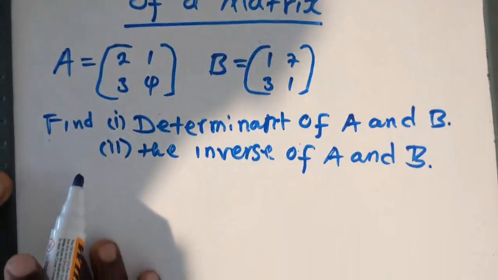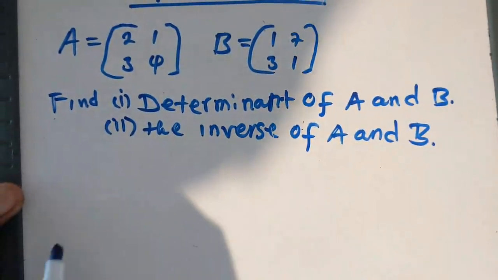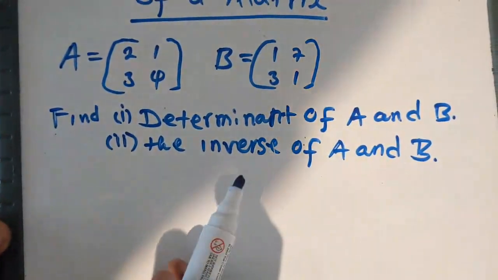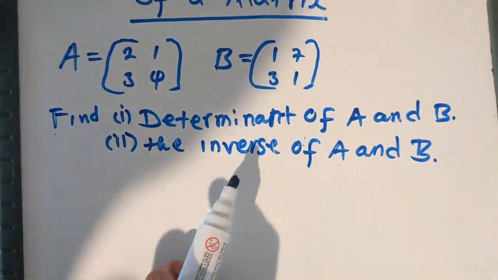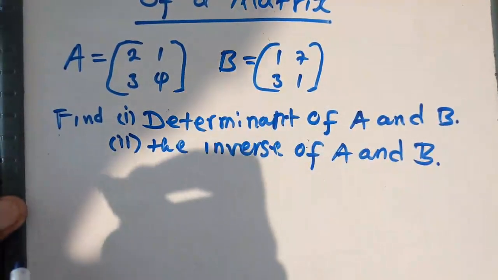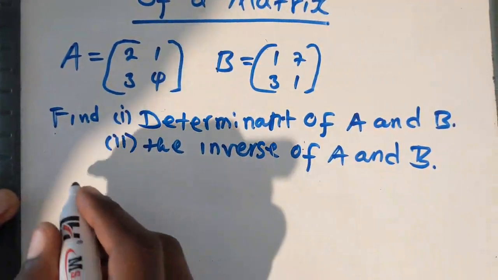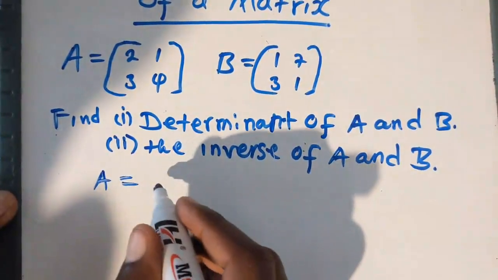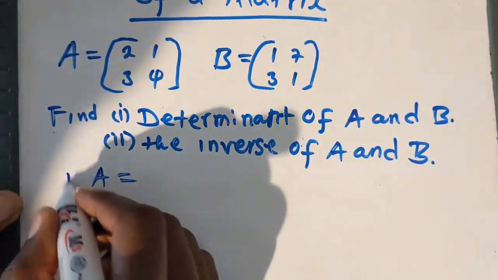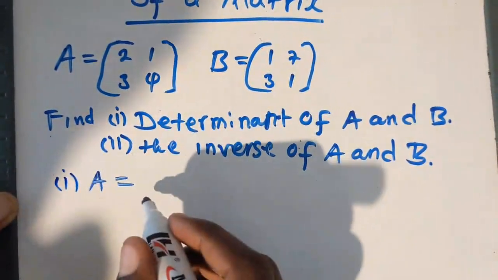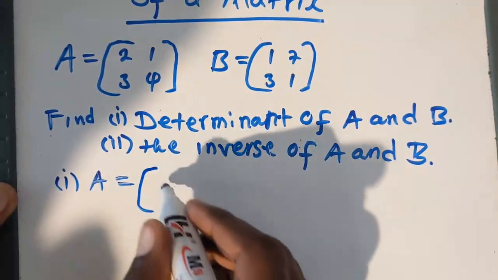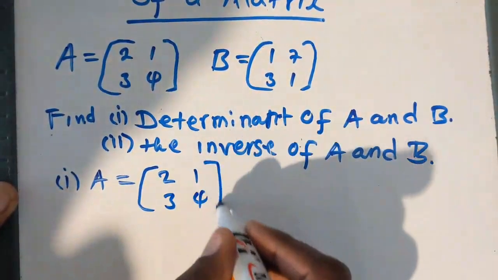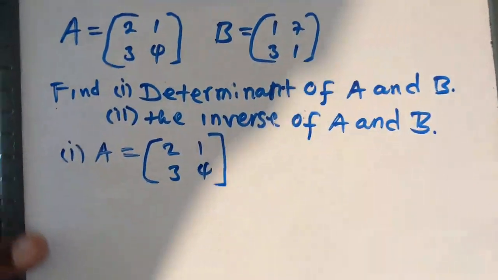So the first question is telling us to find the determinant of A and B. So how do you find the determinant of A and B? For the determinant, you need to know the formula. So let's copy A. We're solving question 1. Matrix A is 2, 1, 3, 4, like that.